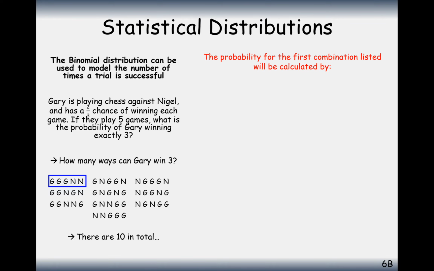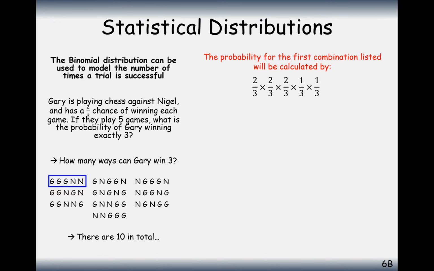So the probability of the first combination listed can be calculated like this. Effectively, if you think about a tree diagram, you could have 3 branches where Gary wins all 3 of these matches. But if they're playing 5, then Nigel's got to win 2 of them. So Gary loses 2 matches of chess. Okay, so this is how we would work them out on a probability tree diagram.